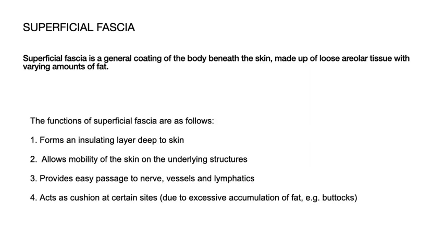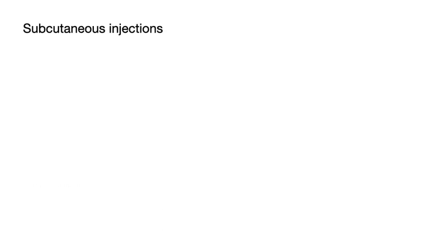So the functions of superficial fascia: it is an insulating layer because there is fat, as we said. It allows mobility of the skin on the underlying structure. Also it provides passage to the nerves and vessels. Okay, then subcutaneous injections, as we say now, are given in this layer. They are painful because there are pain receptors present, and from here the drug is absorbed actually very slowly. There is less blood supply, some fat, and very small doses are usually given subcutaneously.